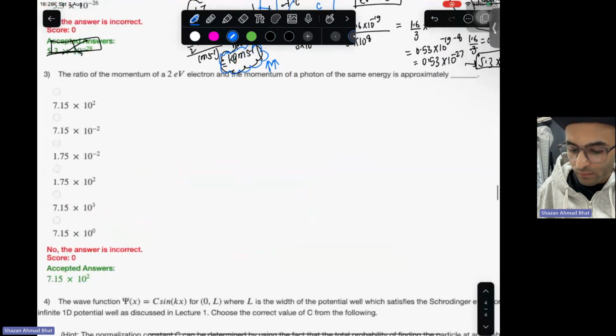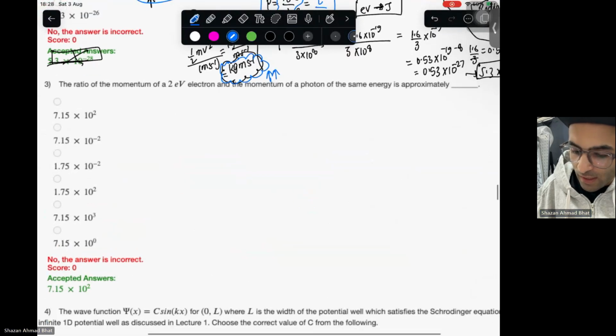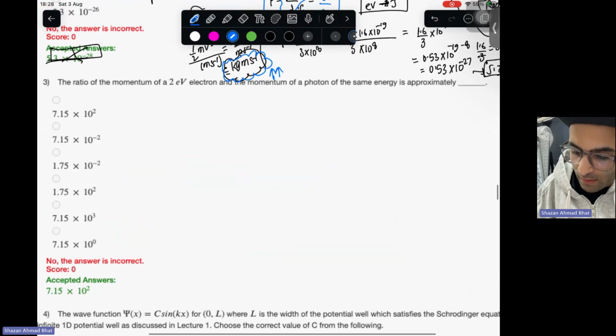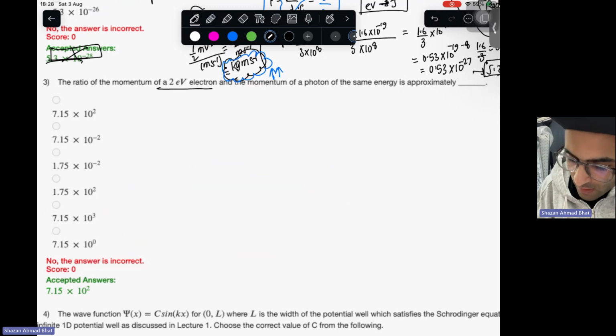So now moving on to this particular problem. Again, you have to compute the ratio of the momentum of a two electron volt electron and the momentum of a photon of the same energy. That means you have an electron and you have a photon. Let's say this is a photon, and this is an electron.